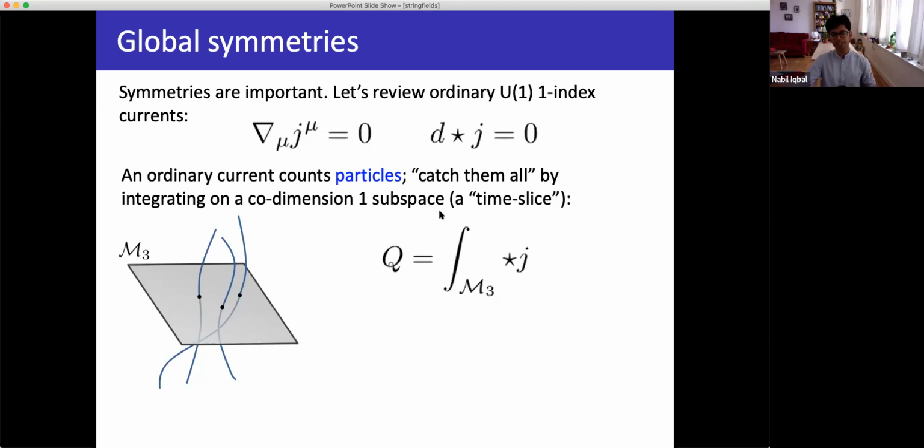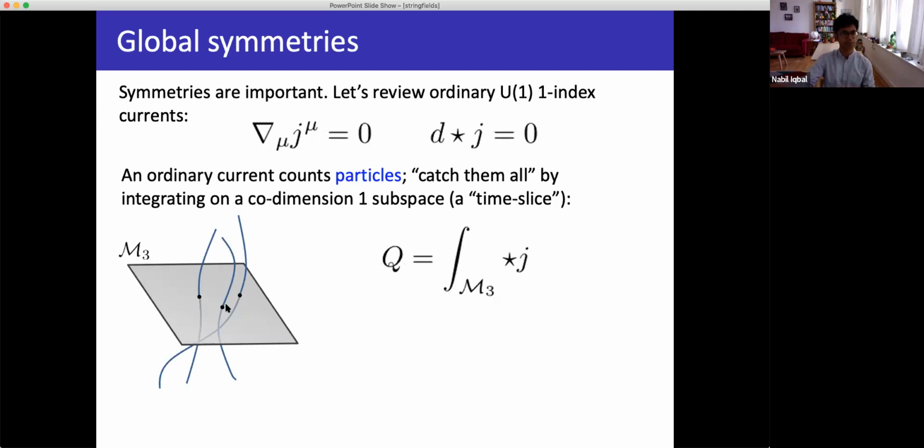And there's a fancier way to say this. A fancier way to say this is that you integrate star J, the differential form, over a 3-dimensional manifold, for example, a constant time slice, a codimension 1 slice of space-time. And then because d star J equals 0, if you do that integral once, you do it at a later time, you'll get the same answer because this integral is invariant under small deformations of the surface. Okay, this is a fancier way to talk about global symmetries, about conserved charges.